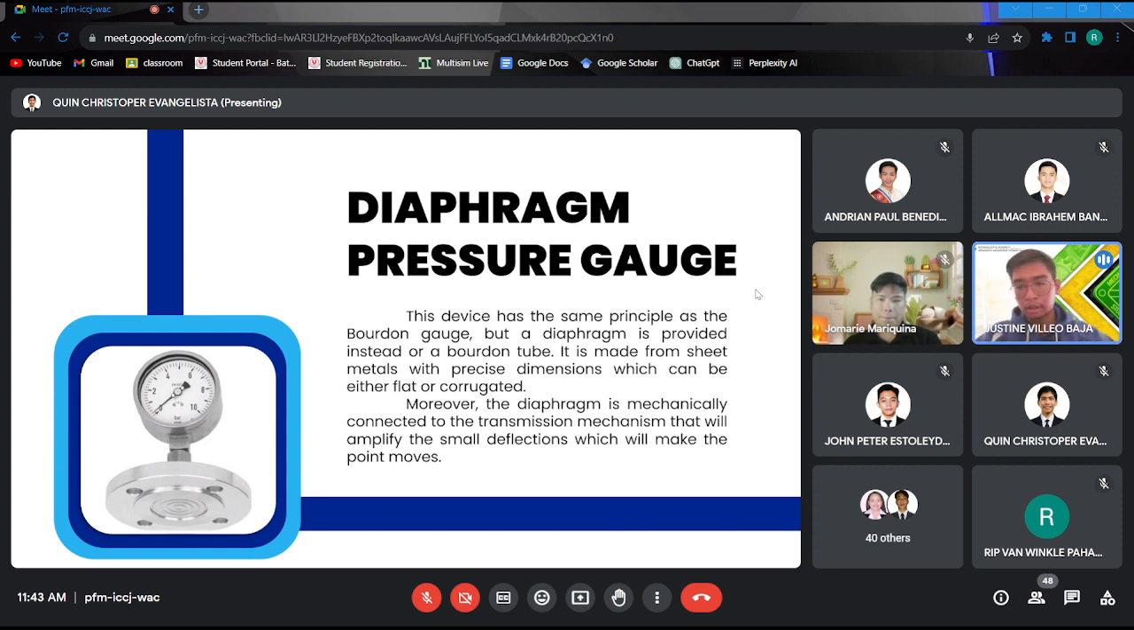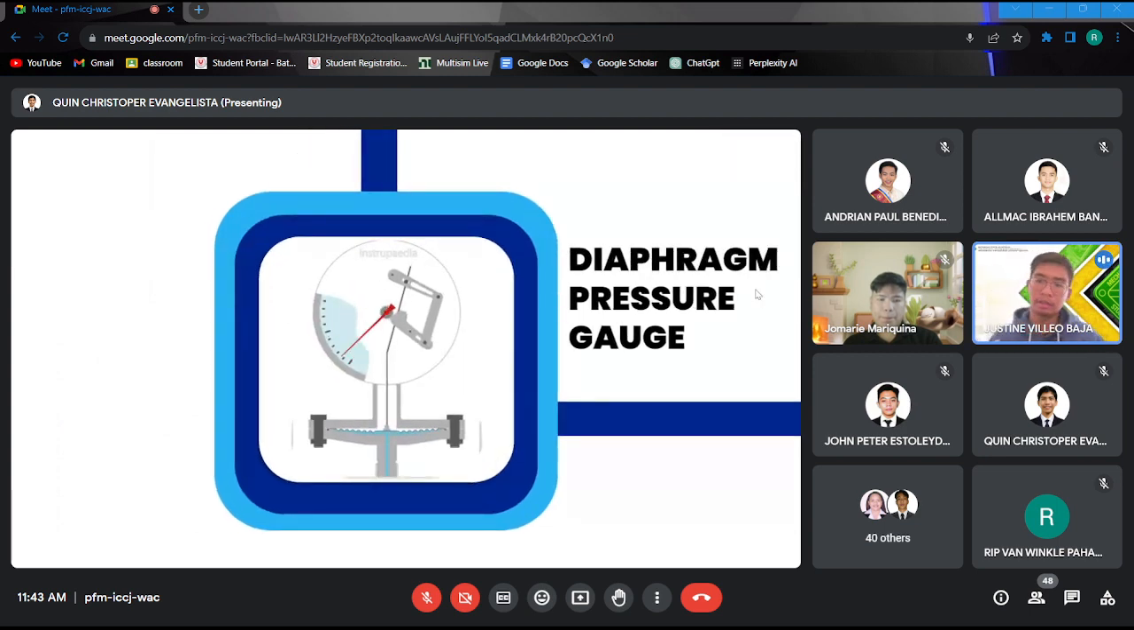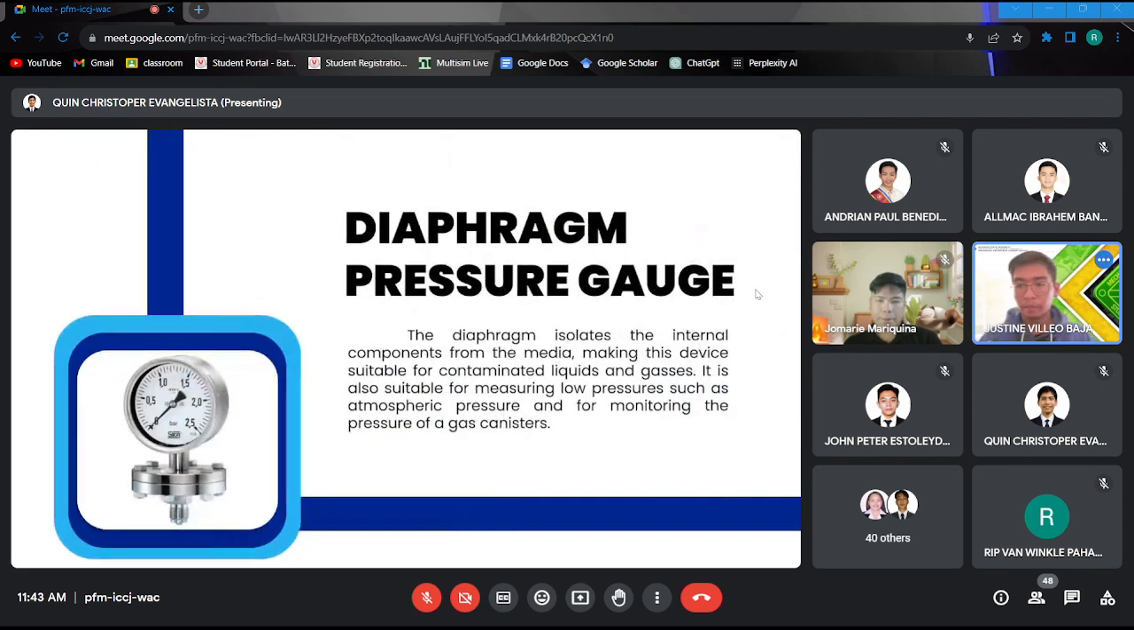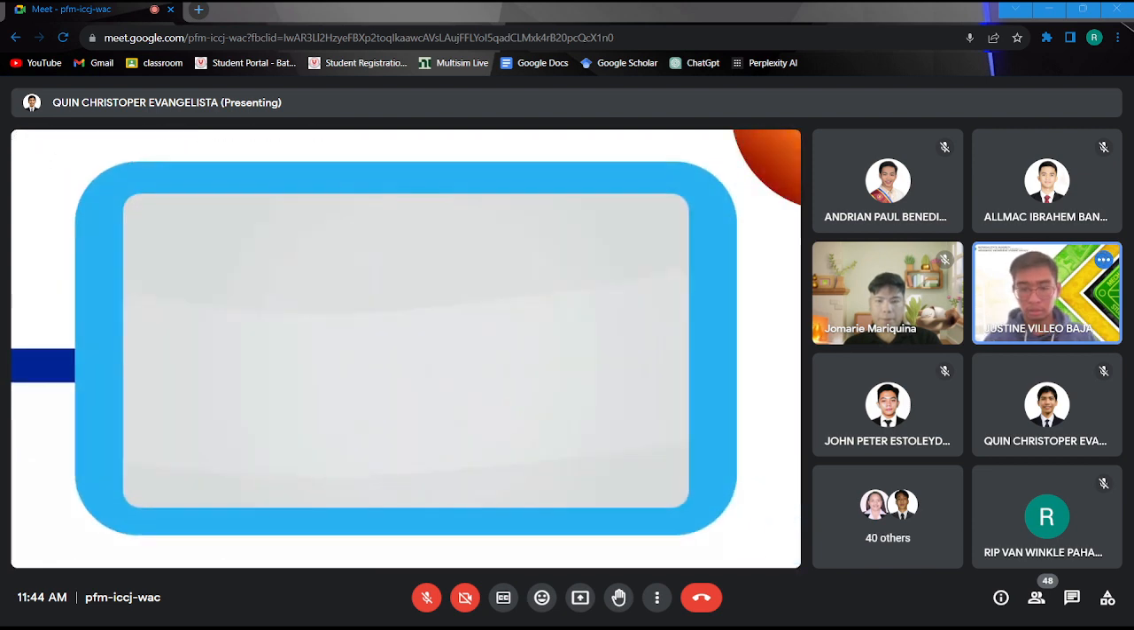So, next slide. Ito po, makikita natin diaphragm pressure gauge na meron po siyang flange po. Tapos po sa flange, dun po nagpa-function yung diaphragm. Next, para dun sa... The diaphragm isolates the internal components from media, making this device suitable for contaminated liquid and gases. It is also suitable for measuring low pressures such as atmospheric pressure and for monitoring the pressure of gas canisters. Next. So yung video nun.